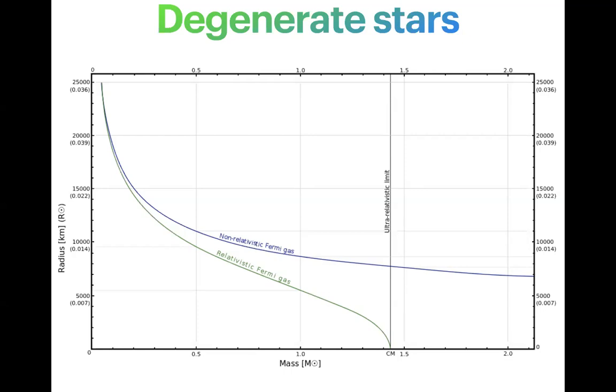Now, an interesting thing, you can see the ultra relativistic limit. At a certain value for the mass of the star, you get a Fermi energy that gets really high, much higher than the mass of the electron. And in that limit, that ultra relativistic limit is called the Chandrasekhar limit, named after an Indian physicist.